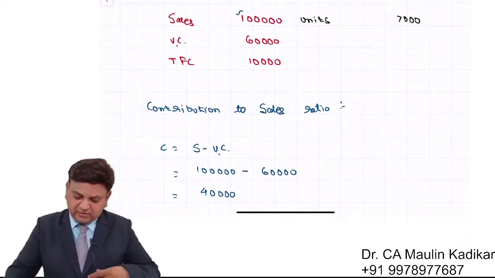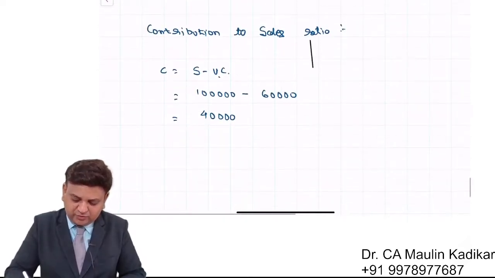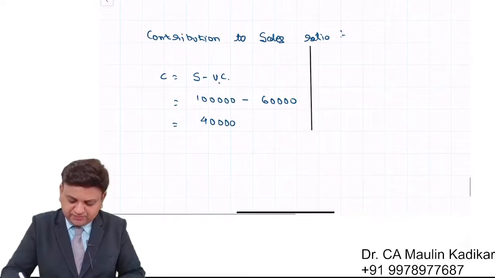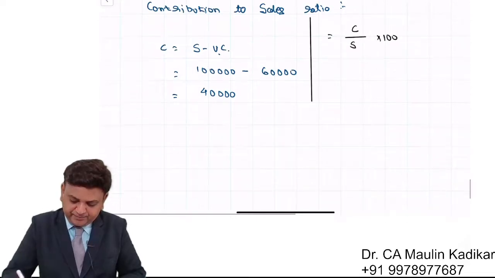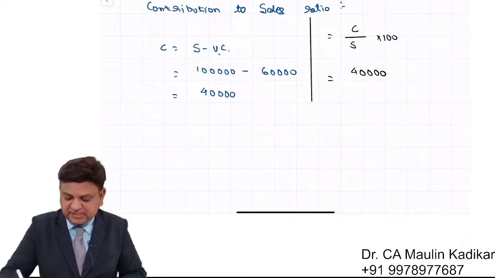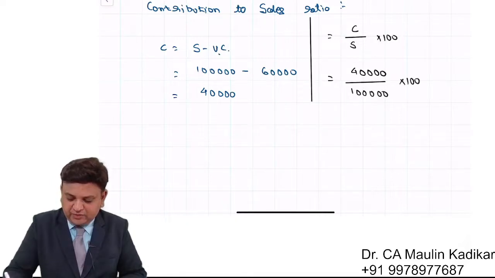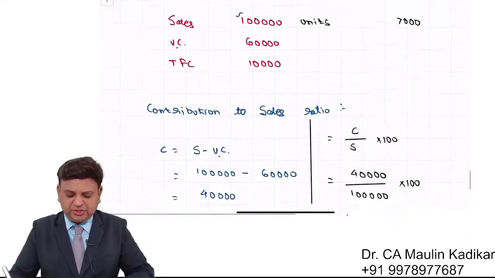So the contribution is calculated as sales minus variable cost. And my question to all of you was the contribution to sales ratio. So it is calculated as contribution upon sales into 100. What is contribution? It is 40,000. What is sales? Sales is an amount of 1 lakh, into 100 for getting the answer in percentage terms. So that comes to 40%. And this is the way the contribution to sales ratio is calculated.